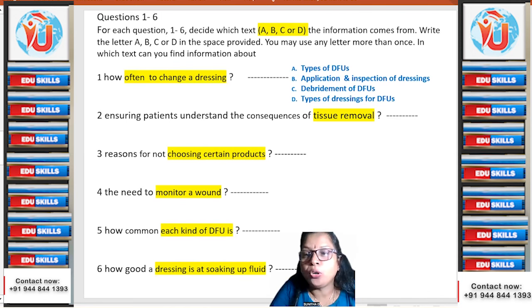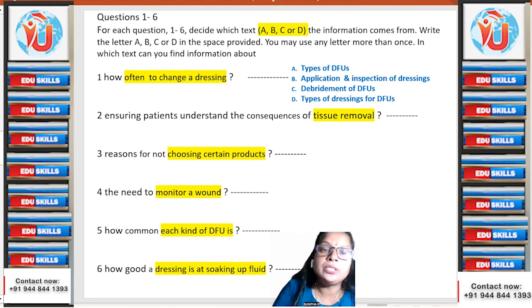I hope all of you have the hard copy. So find out from which text the information comes, using the keywords or key phrases. For questions 1 to 6, decide which text, A, B, C, or D, the information comes from. Write a letter, A, B, C, or D, in the space provided. You may use any letter more than once. In which text can you find the information? The headings I gave to each text are mentioned in the corner, so you can find out where each question's information is.